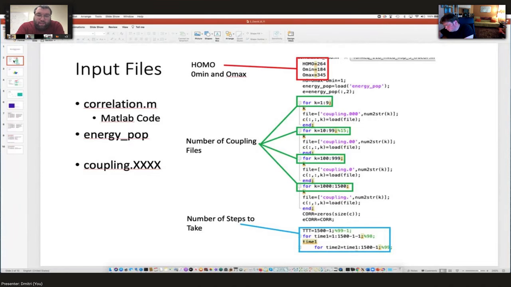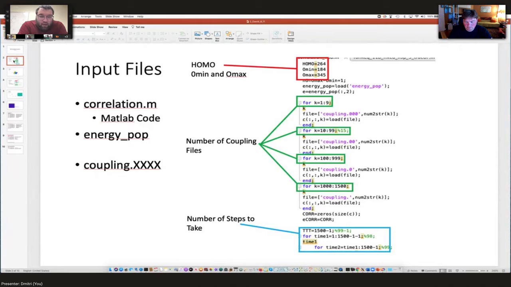And off to the side here, I have an example of the correlation.m file. And I have boxed some of the things that you're going to need to check and alter based on your model. In the red box, I have the HOMO, the OMIN, and OMAX tags, and what those are is the HOMO and the highest and lowest bands that you're looking at. In the green boxes, I show the number of coupling files. So you need to enter those into there. And in the situation, I show we're going up to 1,500 coupling files.